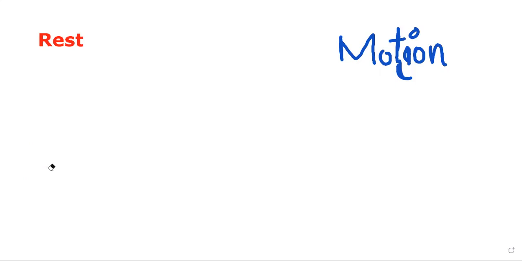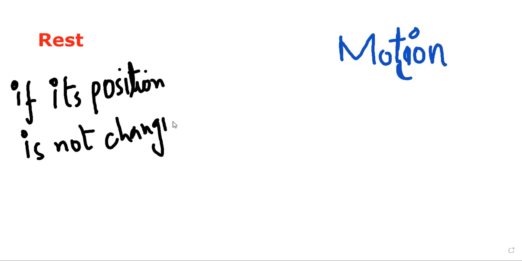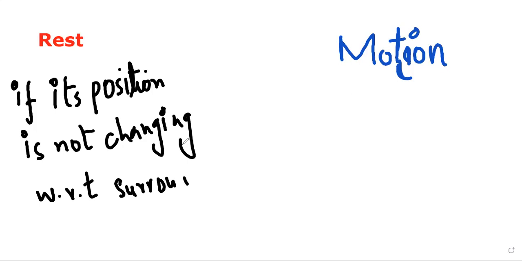Object is in state of motion or in state of rest if its position is not changing with respect to surrounding. Okay, how?